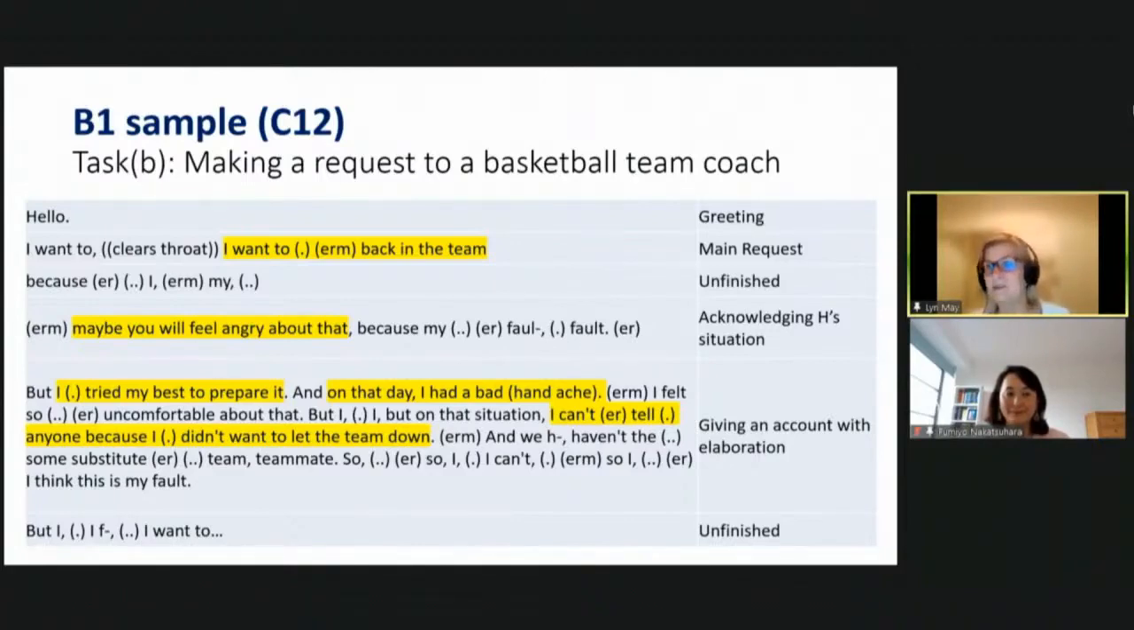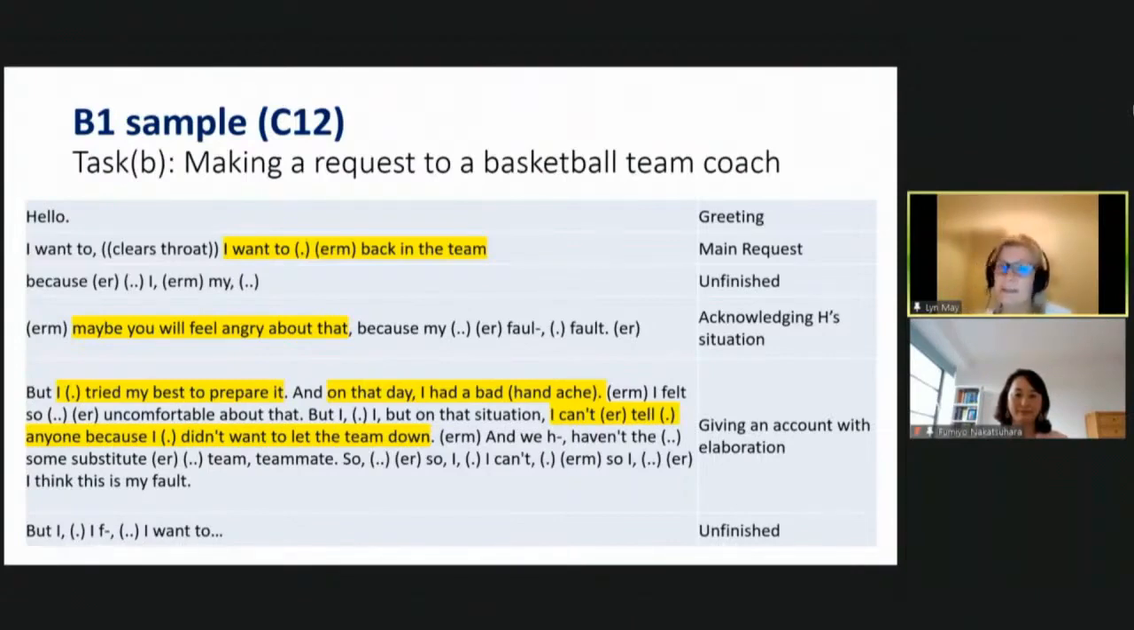And we can see here, yes, there's a greeting, but it's not hello, Mr. Smith, rather it's just hello. And we can see that this candidate goes straight into the main request. There's nothing leading the listener up to understanding what's going to happen here. It's just a very abrupt main request. So there's no preliminary moves. The request itself remains incomplete. So it's not very successful in any measure there.